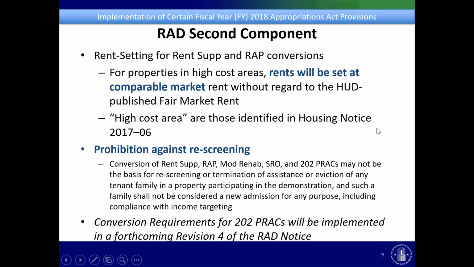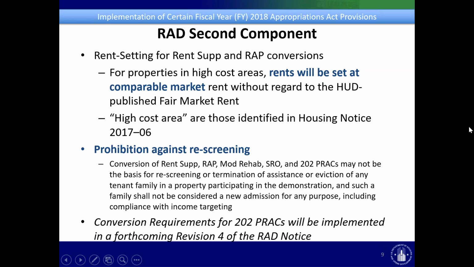The first has to do with rent setting for Rent Supp and RAP conversions, which there's just about 20-some odd properties left. And the statute authorizes for those properties in high cost areas, which we've defined as those identified in Housing Notice 2017-06, rents will be set at the comparable market rent without regard to the HUD published fair market rent.